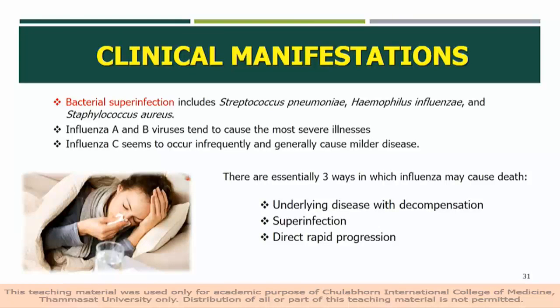There are essentially three ways in which influenza may cause death, which are underlying disease with decompensation, especially in elderly adults, and underlying chronic cardiac or pulmonary disease. The next way is superinfection. Superinfection can lead to bacterial pneumonia or disseminated bacterial infection. Direct rapid propagation, such as the Spanish flu that occurred in 1918, produced fulminant deaths in healthy people, and the H1N1 swine flu epidemic in 2009 caused a high fatality in young people.